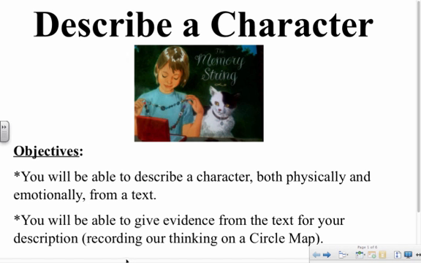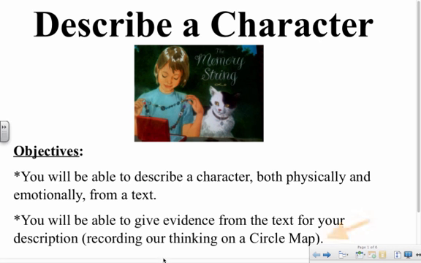A skill we will be working on quite frequently this year is in describing characters. We can describe characters both physically in how they look and also emotionally, how they're feeling. It's important when we describe characters that we go back into the text and give evidence for those descriptions.